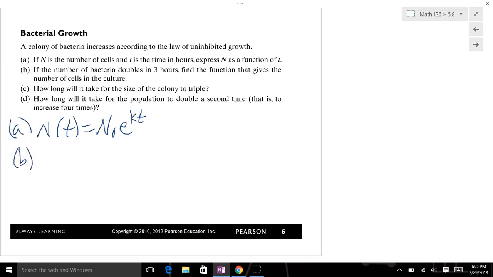Let's do part B here. If the number of bacteria doubles in 3 hours, so whatever you started with, N subscript 0, you're ending up with double what you started with. So N of t becomes 2 N subscript 0. Again, N subscript 0 is what you started with, and it happened after 3 hours. So t, your time in hours here, put a 3 right there. And then we're just going to solve for k so that we can find this function, we can find what our growth rate is for this.